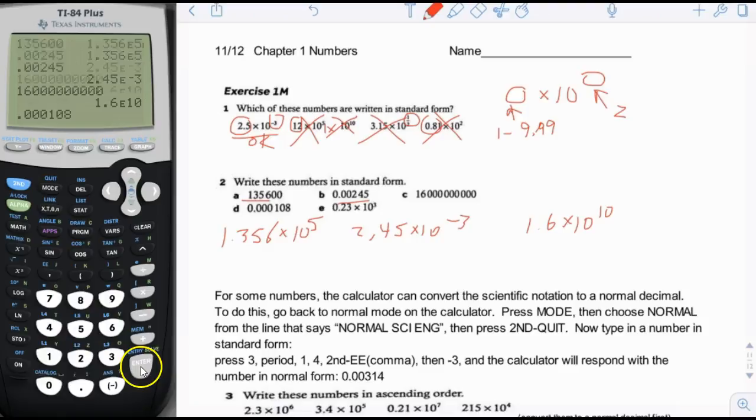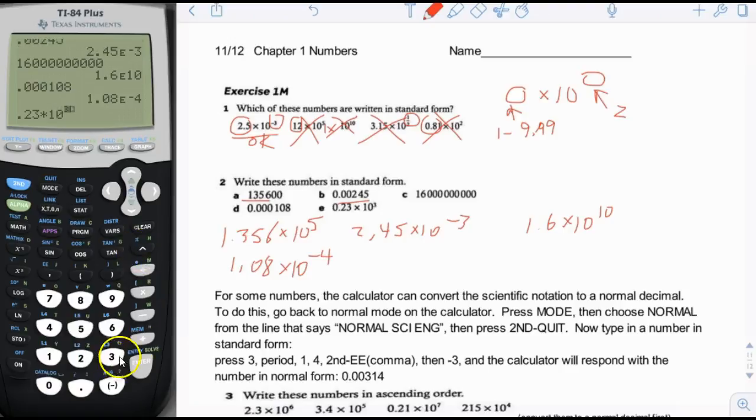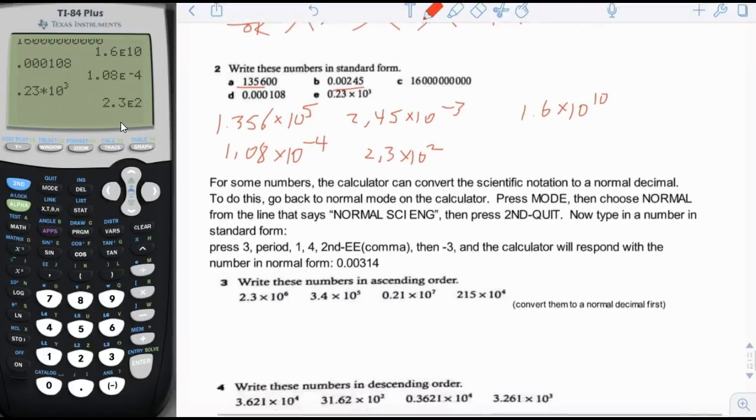0.000108 is 1.08 times 10 to the negative 4th. 0.23 times 10 to the 3rd is 2.3 times 10 to the 2nd. Okay? So those are the answers for converting to scientific notation.